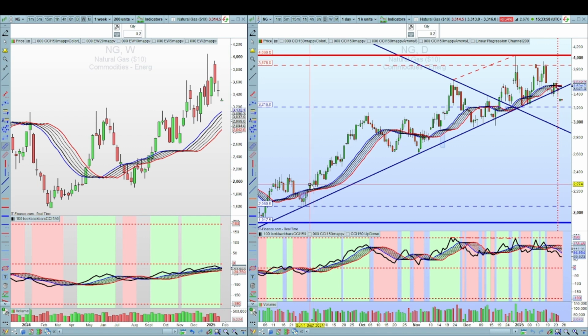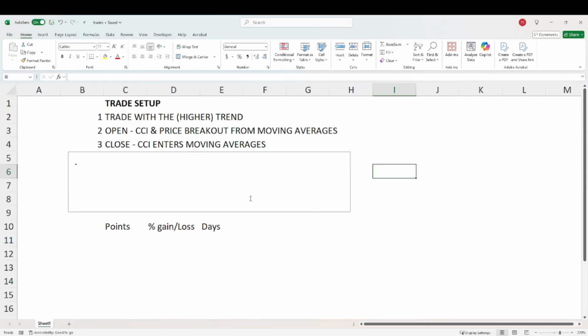I've got a ruler here. We draw a ruler. Where we close it is when the CCI breaks or touches inside that moving average range. So you would have closed it at the close of that candle, and that one there. So again, going back to our rules, we close a position when the CCI enters the moving averages.